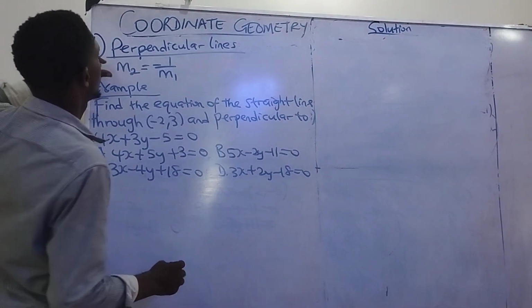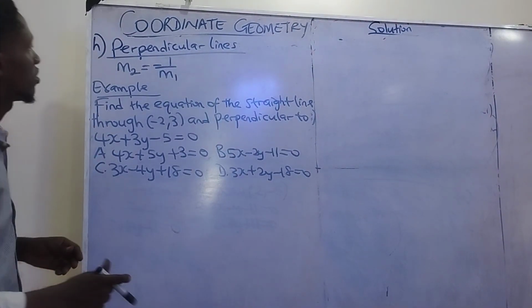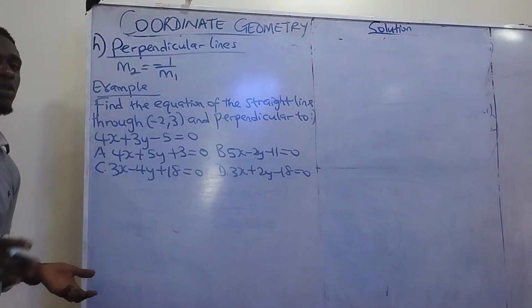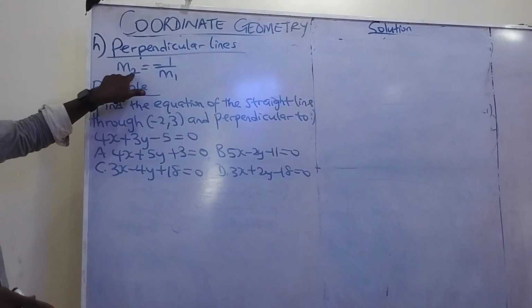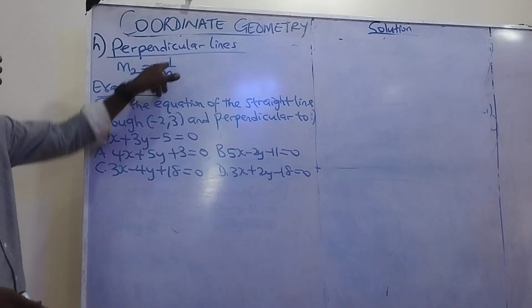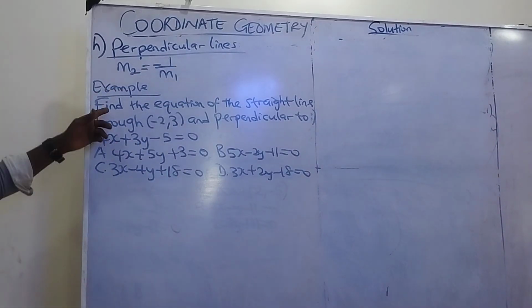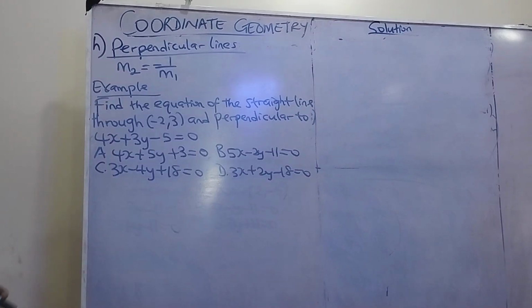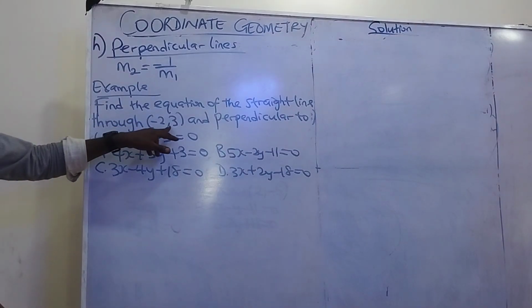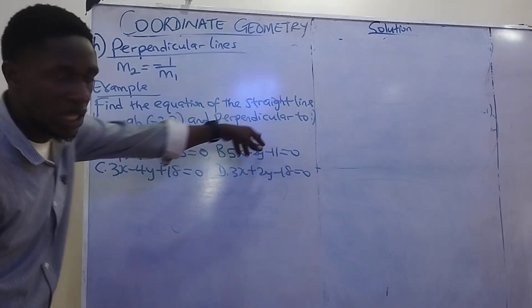We have the last part of this coordinate geometry, which is when the two lines are perpendicular. To find m2, m2 is equal to minus 1 over m1. m1 is gotten from this equation here. So we have an example here. Find the equation of the straight line through the point (-2, 3) and perpendicular to this.